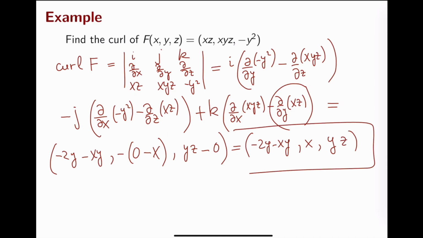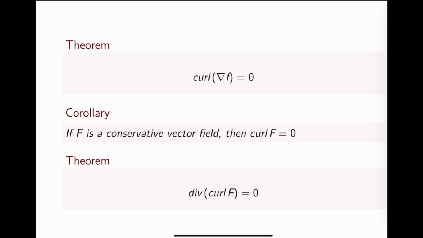So this vector field then is the curl of this other vector field. We have some results related to the curl and the divergence that make sense physically and also algebraically. We can actually prove these results essentially using the Clairaut theorem that says that the mixed partial derivatives coincide. So the first result says that if we do the curl of a vector field that happens to be the gradient of a function, this is going to be 0.